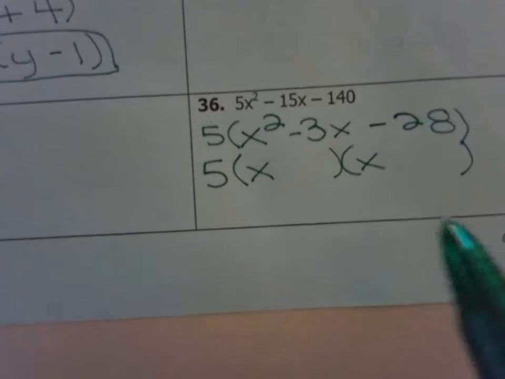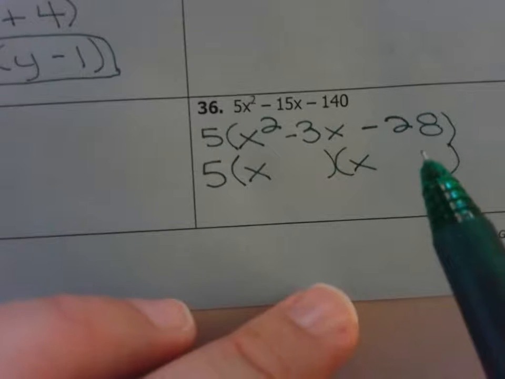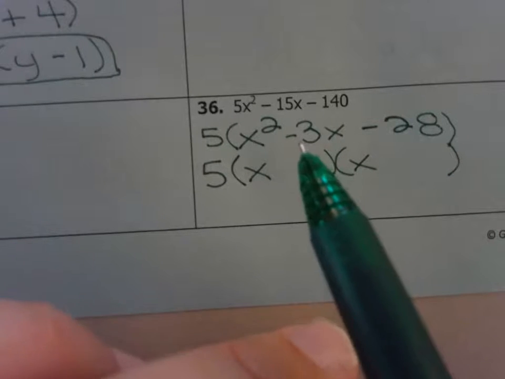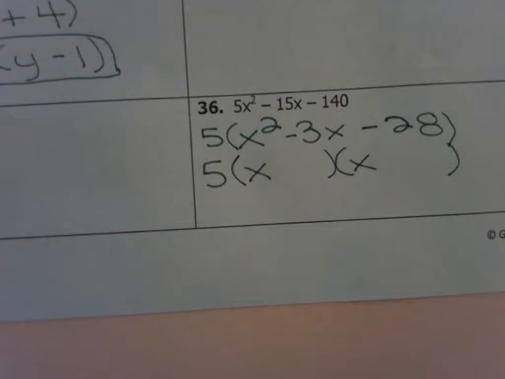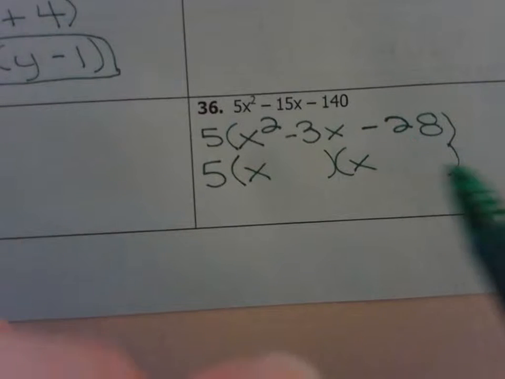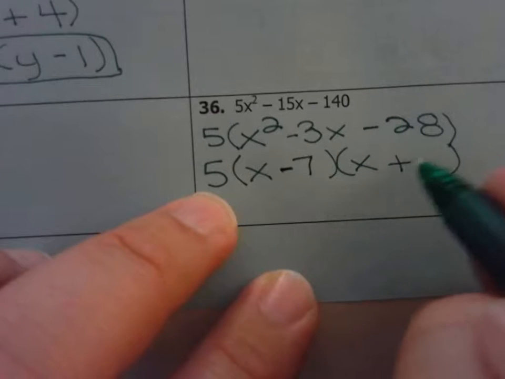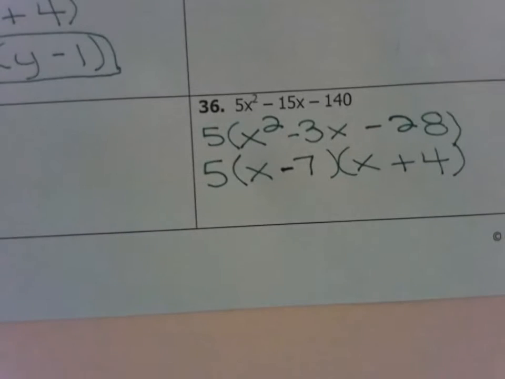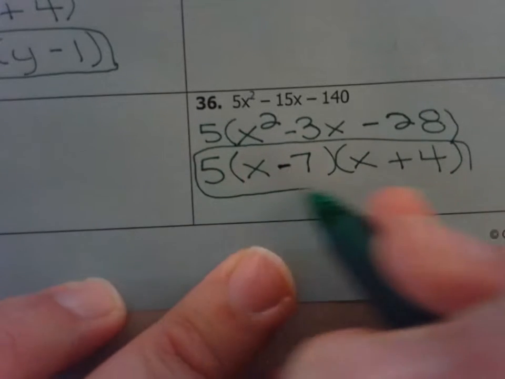I need to find two numbers that multiply to give me negative 28, and they have to add to give me negative 3. Now, listen up. If they multiply to give me a negative, one has to be positive, one has to be negative. But if they add to give me a negative, my bigger number has to be negative. So what are two numbers that multiply to give me negative 28? Negative 7, positive 4. They multiply to give me negative 28, and they add to give me negative 3. So that is my answer. So the only difference is we have to take a GCF out first.